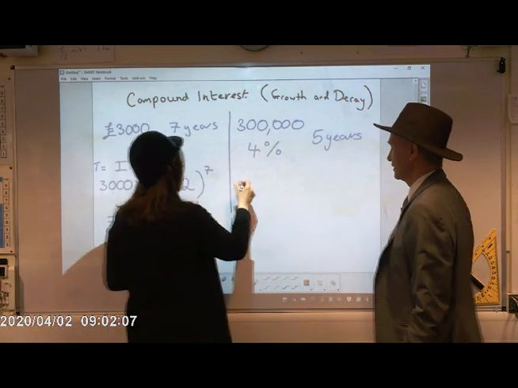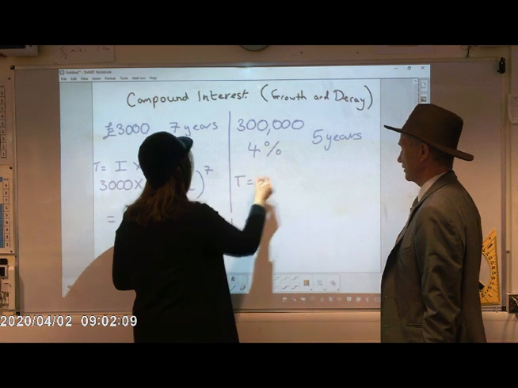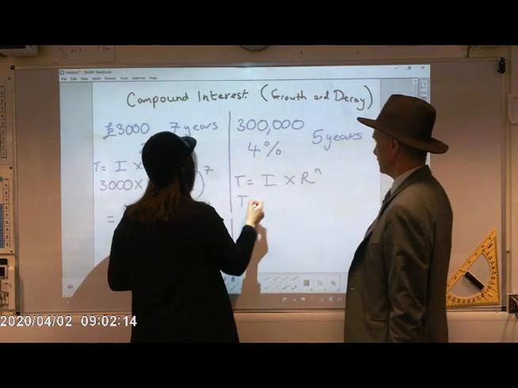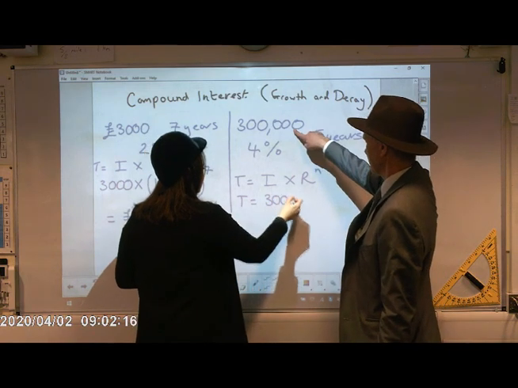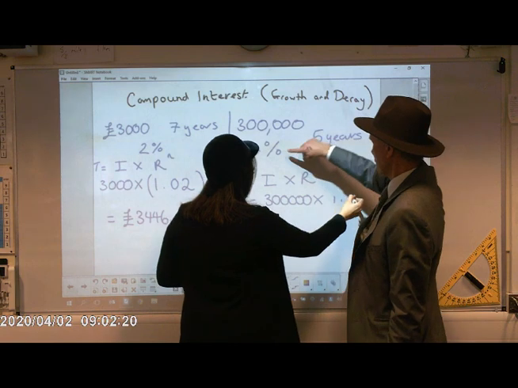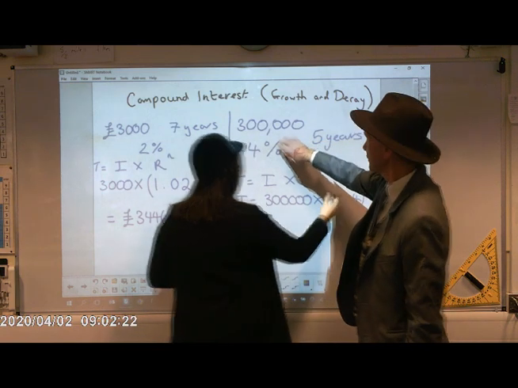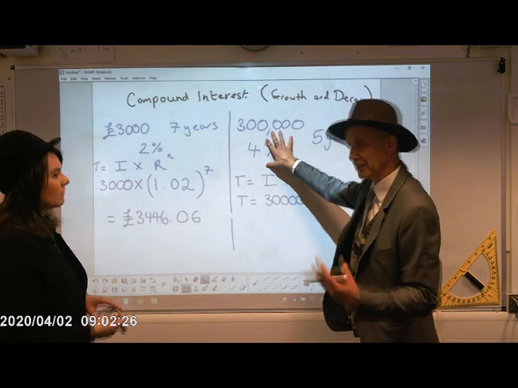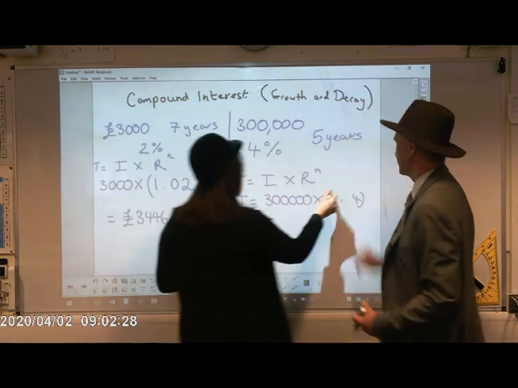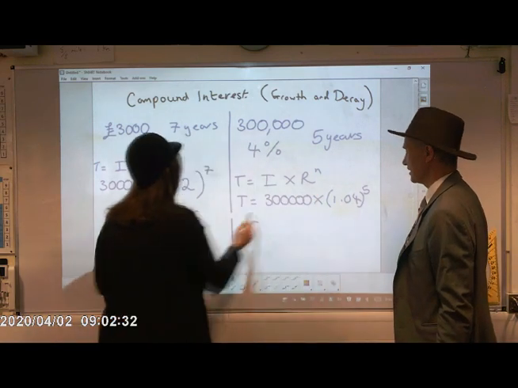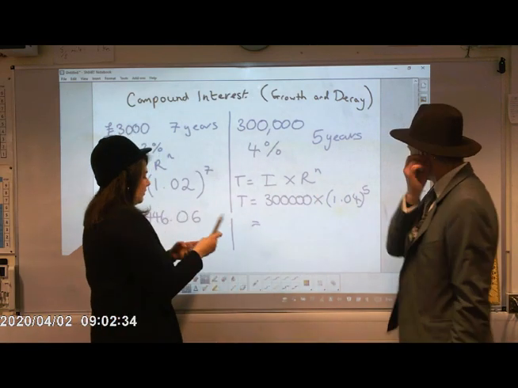So it's going to be the same. Our total is going to be our initial times by our rate to the number of years. So our total is going to be initial 300,000 times by 1.04, because they're not all going to disappear. They're all going to be there having babies. So every year you're going to add 100% plus your 4%, to the power of 5. How many people do you think we're going to have?